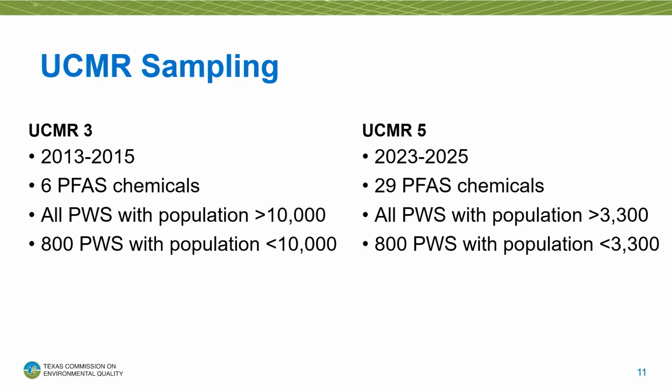So for UCMR sampling, again, it was in UCMR 3. That was from 2013 to 2015 is when that sampling was done. It contained 6 PFAS chemicals. A majority of those are ones that are being regulated now.